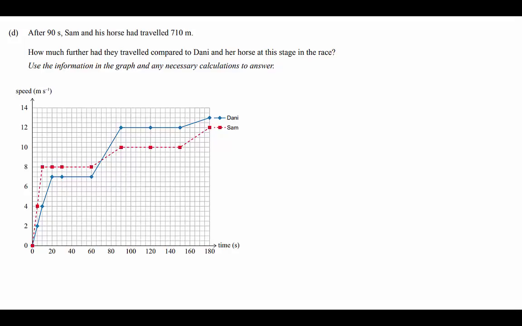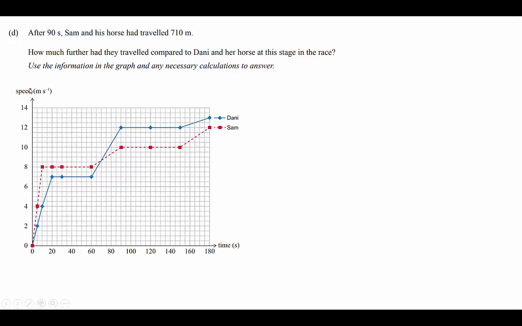Okay, on to part D. So after 90 seconds, Sam and his horse have travelled 710 metres. How much further had they travelled compared to Danny and her horse at this stage in the race? Okay, so we're looking at 90 seconds here, and so just following this line up, and we know the distance travelled by Sam and his horse. We're trying to work out then the distance travelled by Danny and her horse, so that we can compare the two values.